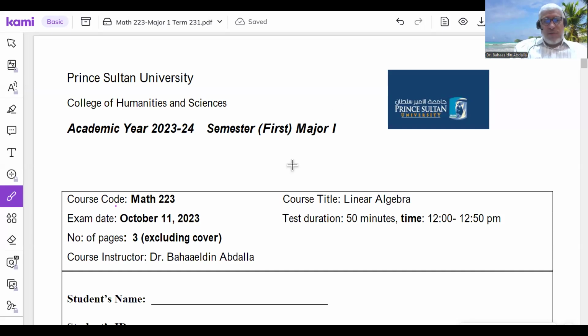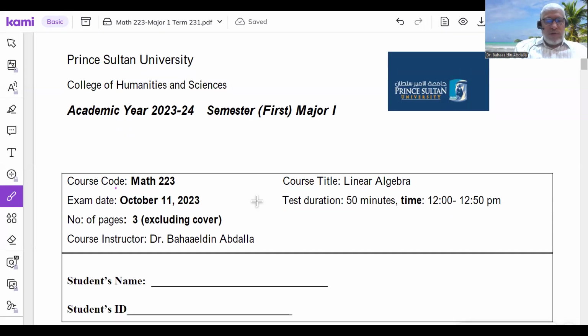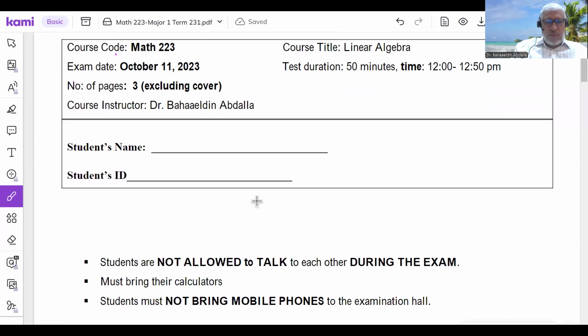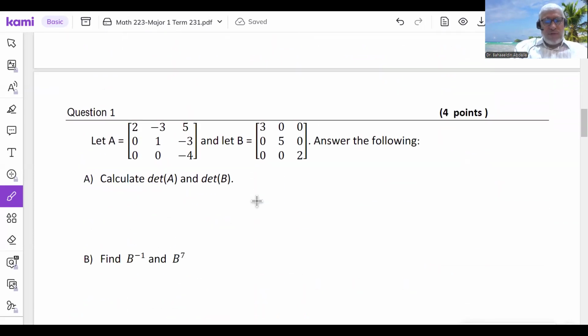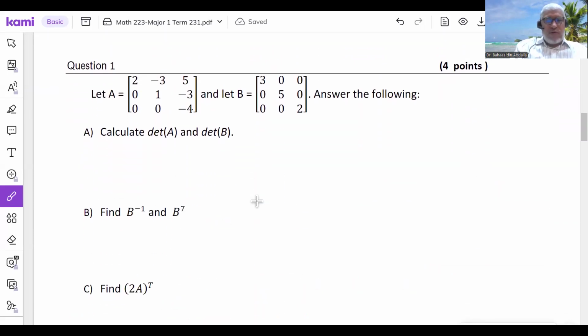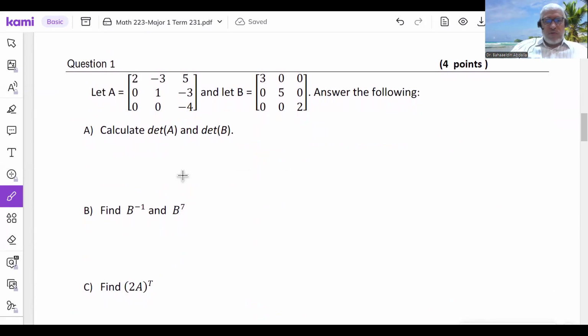This is the first major exam of term 231 for Linear Algebra, Math 223. Let us have a look at the exam and solve it together. First question: we are given two matrices and asked to calculate the determinant of each one of them.